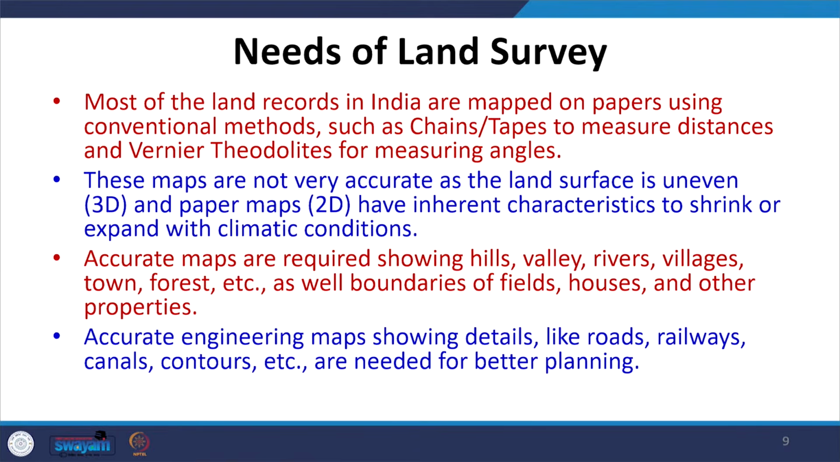So what do we need? We need accurate maps showing the location of hills, valleys, rivers, villages, towns, forests, roads, etc. We would like to show the exact boundary of the fields, the location of the houses and other properties and amenities. And most importantly, accurate engineering maps showing details like road, railway, canal, contours, etc. are needed for better planning, and we call them engineering maps or topographical maps.